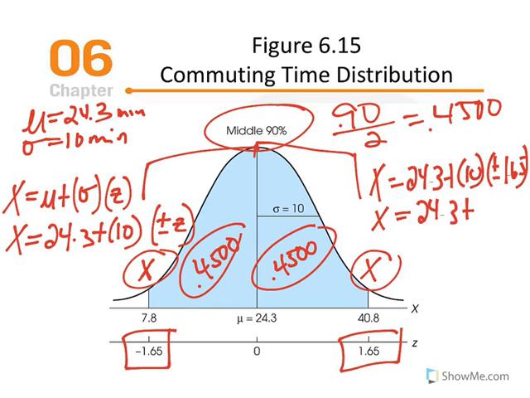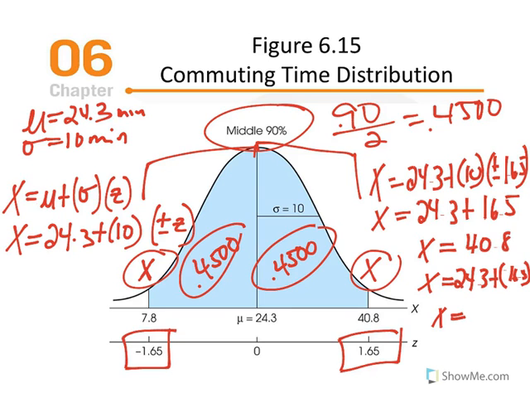24.3 plus 16.5 is equal to 40.8, and then we would solve for x is equal to 24.3 plus negative, right, our negative value of 16.5. So x is equal to 7.8. So instead of adding 16.5 to 24.3, we're subtracting it from that value to give us this x value here, and we solve for this x value.